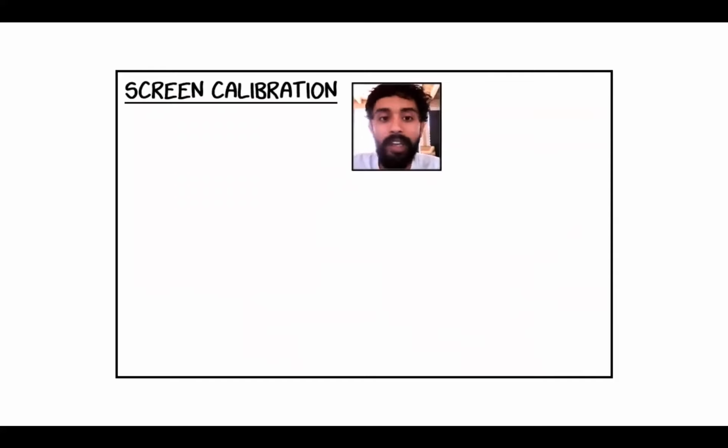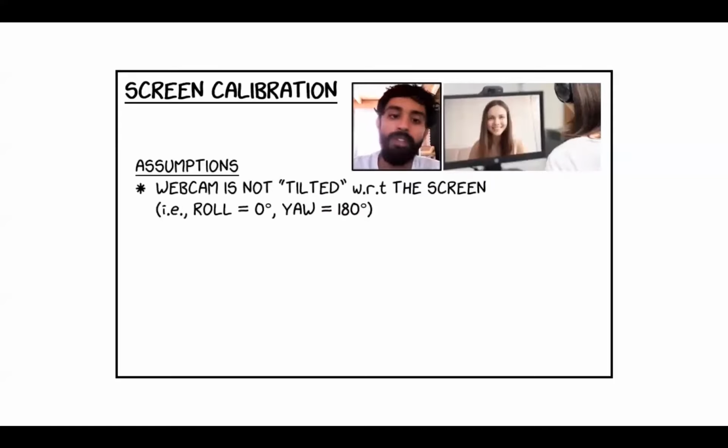For our study about the screen calibration techniques, we make a few assumptions to simplify the problem for us. First of all, we assume that the webcam is not tilted with respect to the screen. That is, the roll and yaw of the webcam with respect to the screen is fixed and known. This is a realistic assumption because, for example, most laptop webcams are built in, so it is not even possible to change the tilt with respect to the screen. And even external webcams are typically placed such that they are facing the front of the screen without any yaw changes.